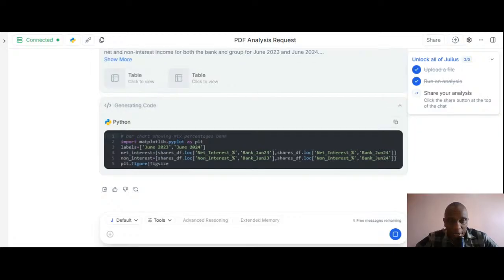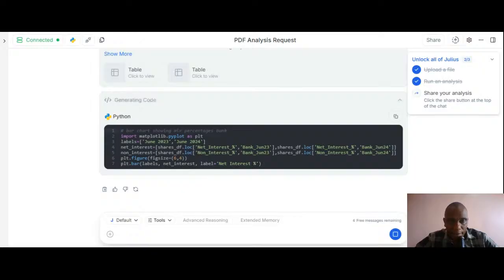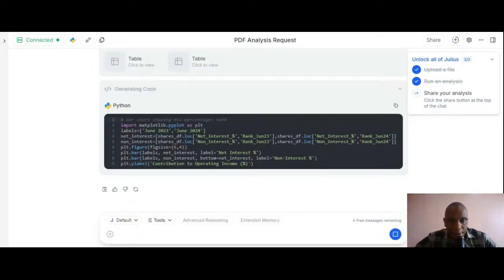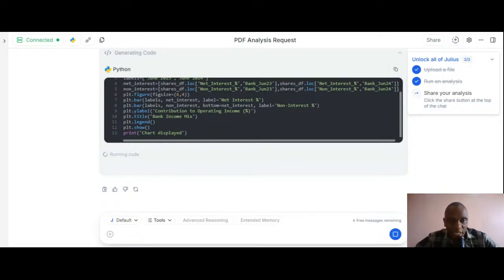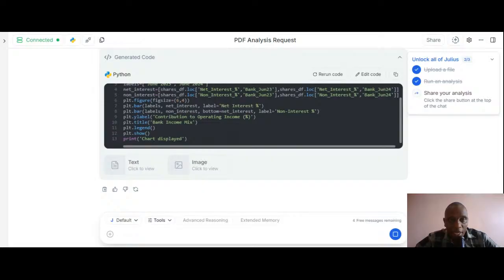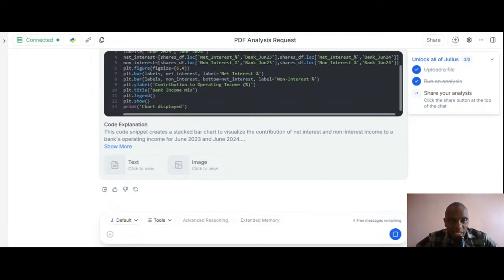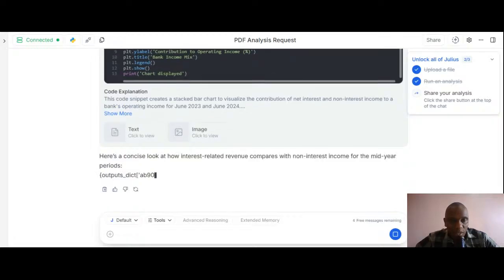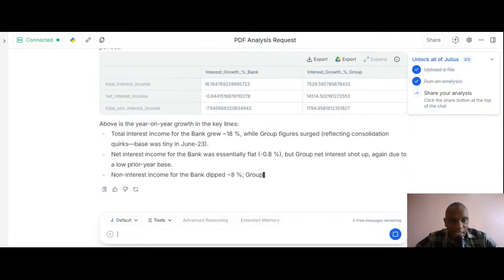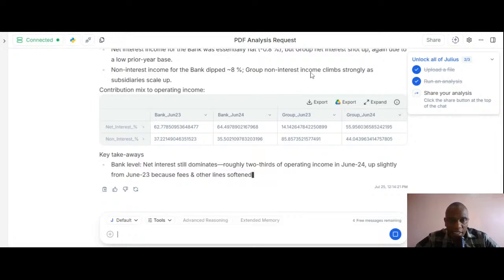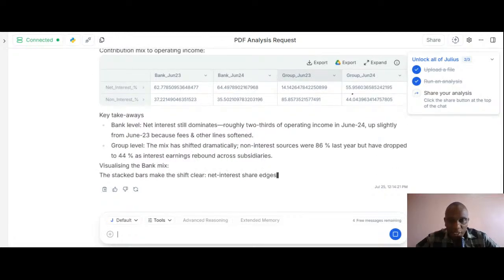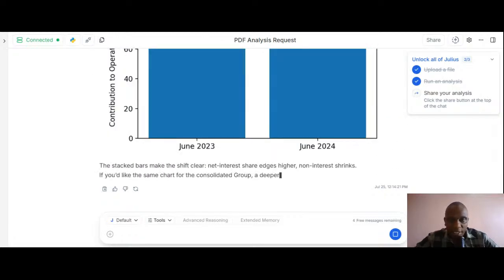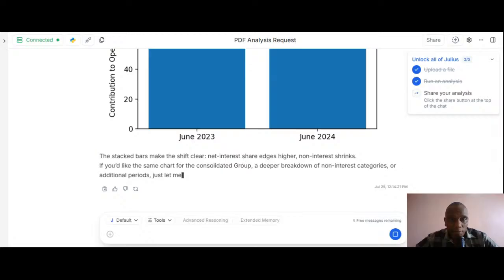So I wish I had an Excel rather than a PDF. It would have been easy for the platform to actually extract that information, because you see right now it has to extract the information from the PDF and then put it in Excel or something in a way it can. But you can see it has given me the information.